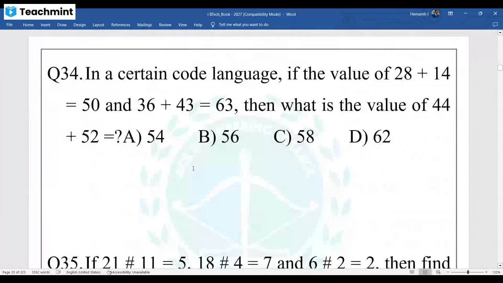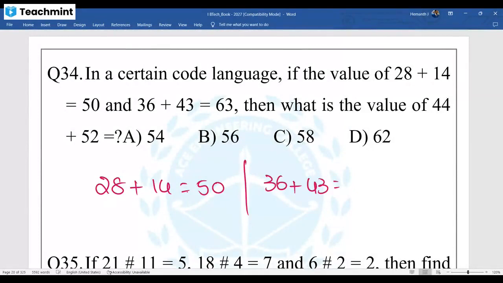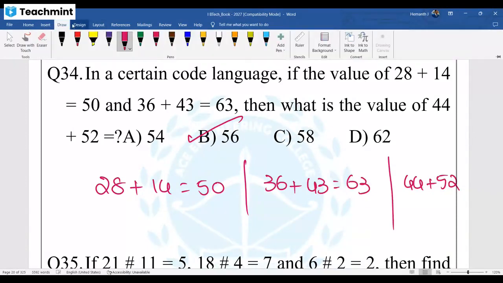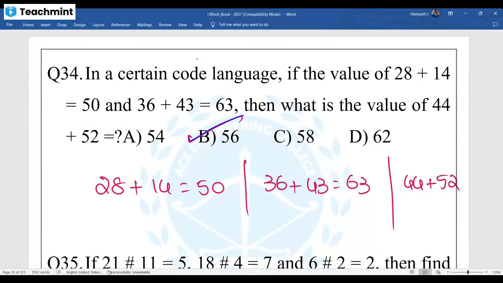Now what about this question? 28 plus 14 is 50. With some logic, 36 plus 43 is 63. How many of you can crack the logic? Yes, 56. Superb, madam. Few among you are responding. You have to focus. 56 is the correct answer. What is 2 plus 8? 10. 1 plus 4? 3 plus 6? 4 plus 3? 9 sevens, 10 fives, 4 plus 4, 5 plus 2, 8 sevens.